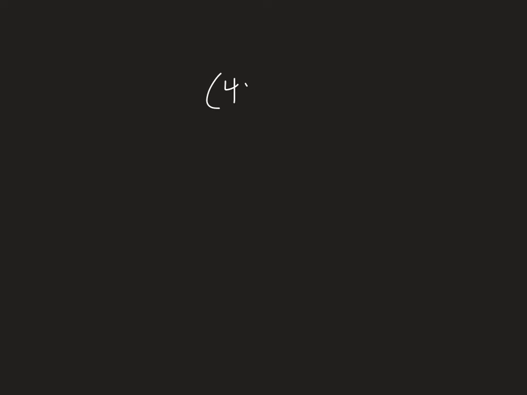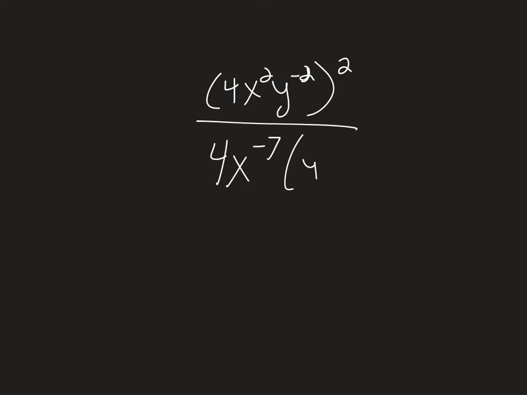How about 4x squared y to the negative 2, all to the, how about 2? And then over top of 4x to the negative 7 times y squared to the 4. I don't know. Alright, so on this one we're going to have the numerator and the denominator do the power to a power rule first. That's the first thing we're going to do. So we do a power to a power, so 4 to the second power is equal to 16. I'll just simplify that. x squared to the second, again we're multiplying, so 2 times 2 is 4. And then y to the negative 2 times 2, that's y to the negative 4.